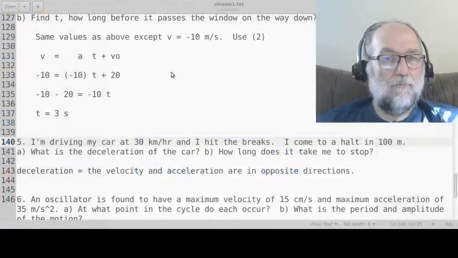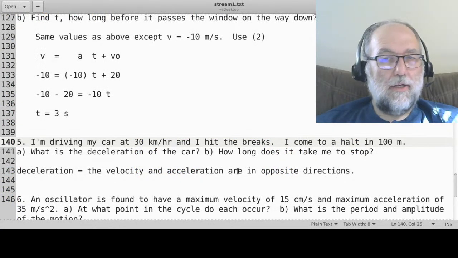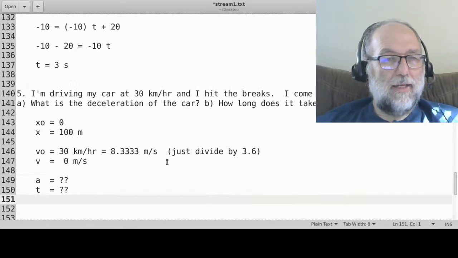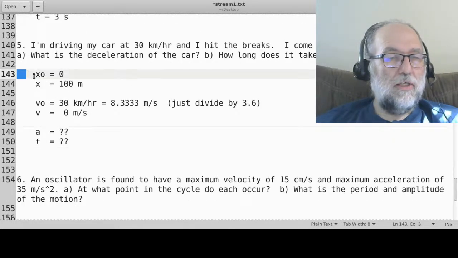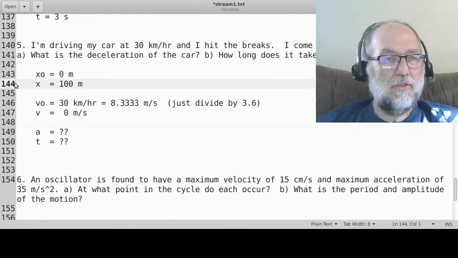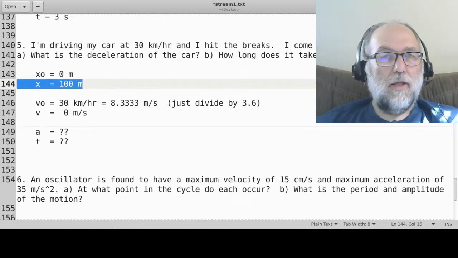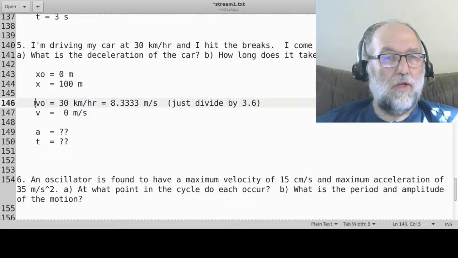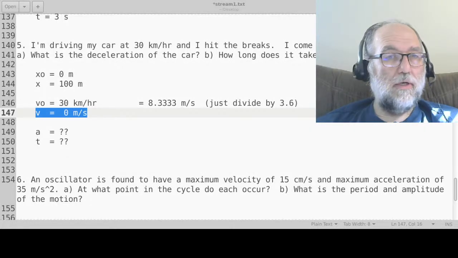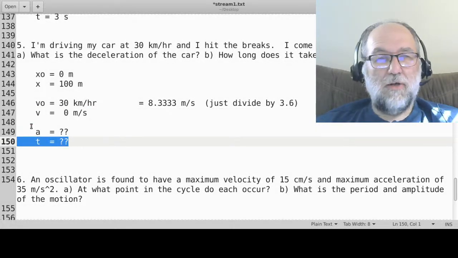All right, so go back here, and let me get rid of this statement here. Let me cut and paste the quantities that we just determined. We determined that the initial position, this is from the picture, was 0 meters. The final position was 100 meters. The initial velocity was 30 kilometers per hour. I'll convert this in just a second. And the final velocity was 0 meters per second because I come to a halt. We didn't know the acceleration and didn't know the time.